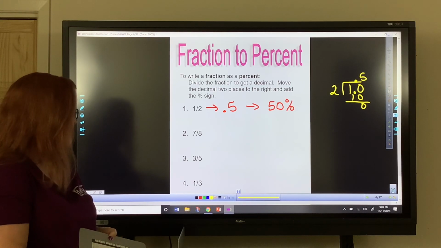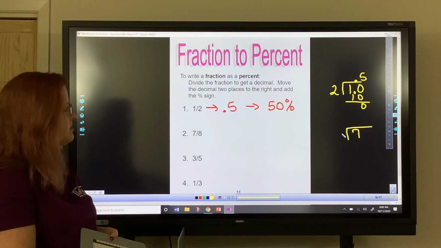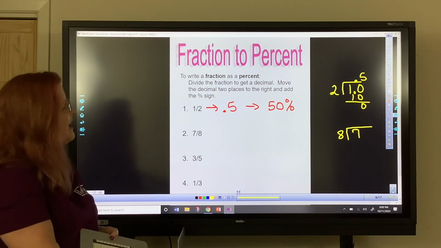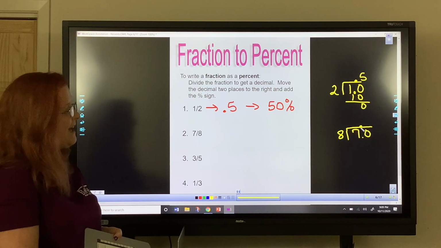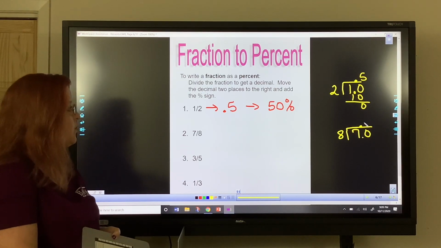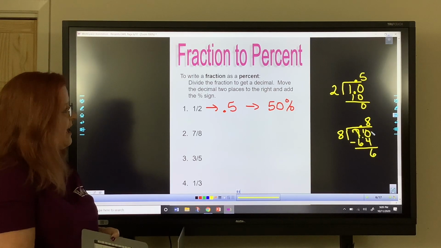All right, let's divide 7/8. Top number goes on the inside, bottom number goes on the outside. Can't divide into 7, bring in the 0. 9's too many, so we use 8. So that would be 64. Subtract. 10 minus 4 is 6. Add a 0, bring it down.